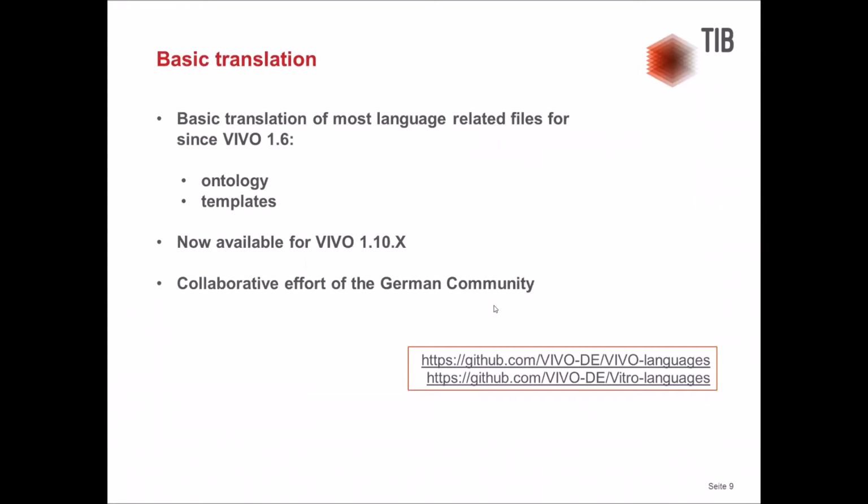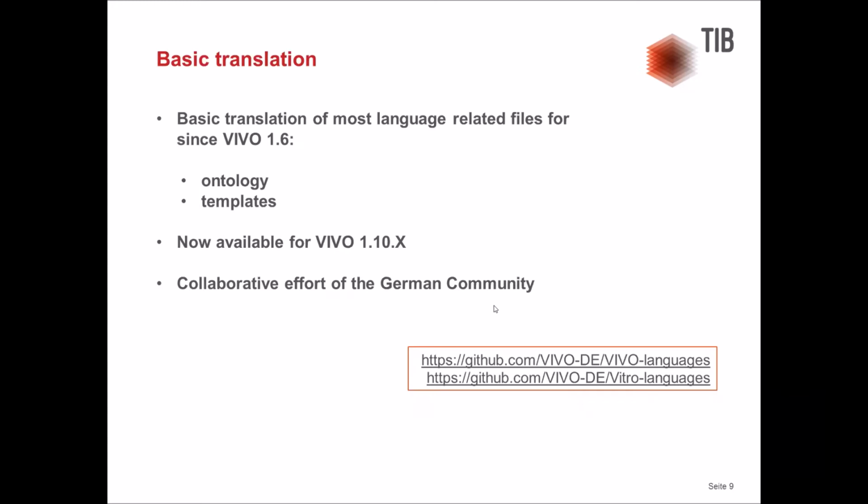So let's start with what we achieved so far. We did a basic translation of most, if not all, language-related files since VIVO 1.6, the ontology and the templates and visualizations and so on. It started a few years ago as we took the English language files and forked them on GitHub. We made a translation that was worked on by different people from different institutions. The current implementation is, for example, live at work at our TIB VIVO.